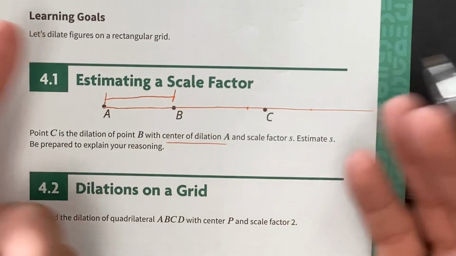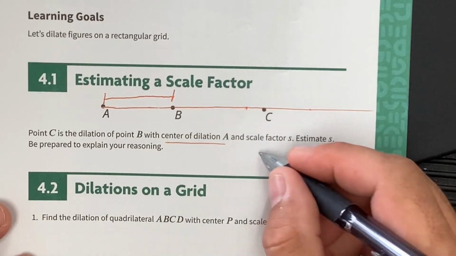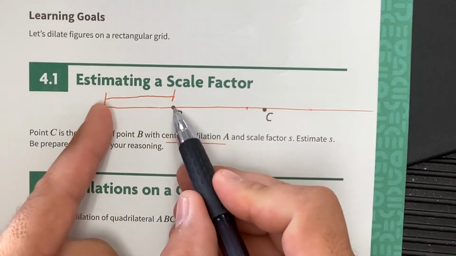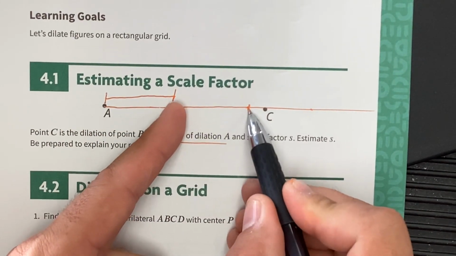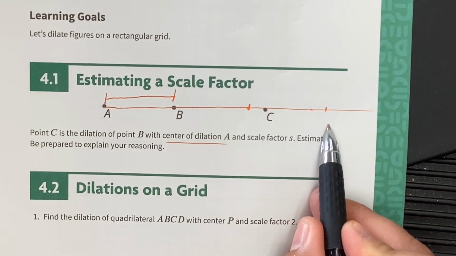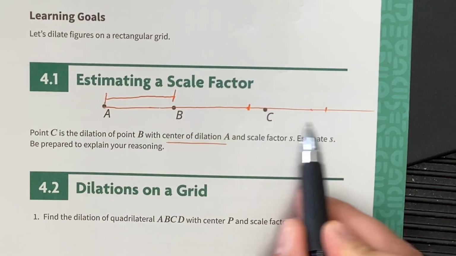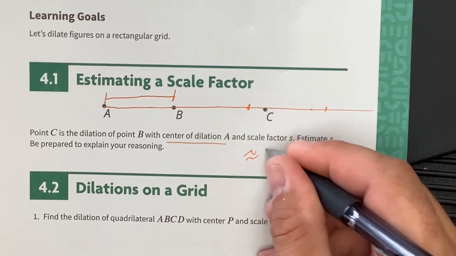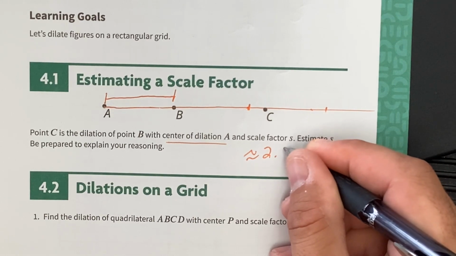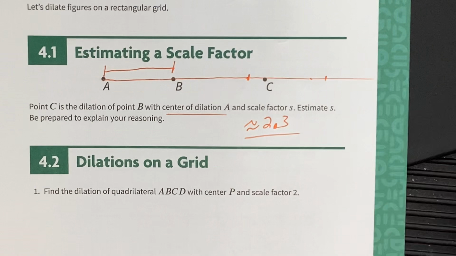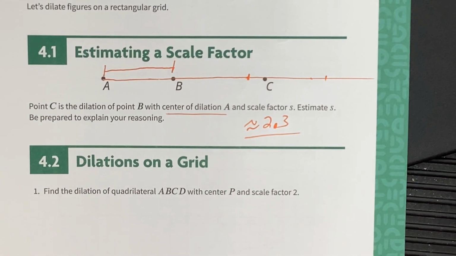2 point, what? It is an estimate. 2.8. Well, if this is 1, this is 2, this is 3, I'm going to say it's closer to 2 than to 3, though. Maybe 2.2, 2.3. It is an estimate. I don't even care which one you put. 2.2, 2.3, just estimating. A little more than double is all it wanted you to see.